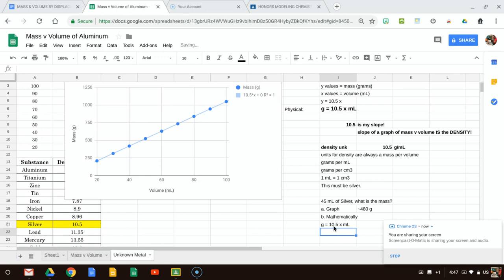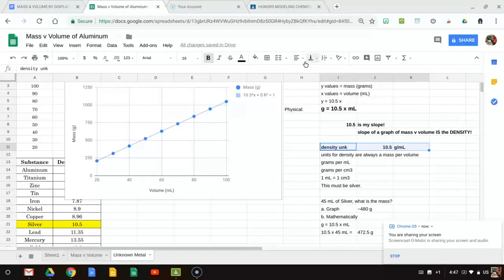So if I want to solve for grams, I just have to do 10.5 times the milliliters that were given to me, which is 45. And if I do 10.5 times 45 on a calculator, I get about 472.5 grams.